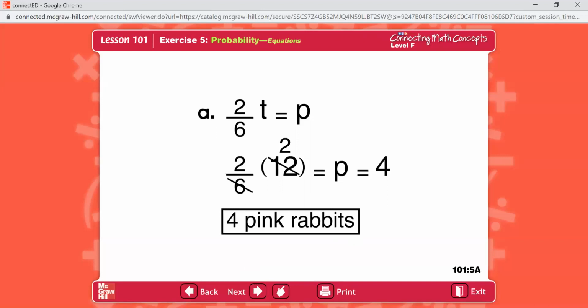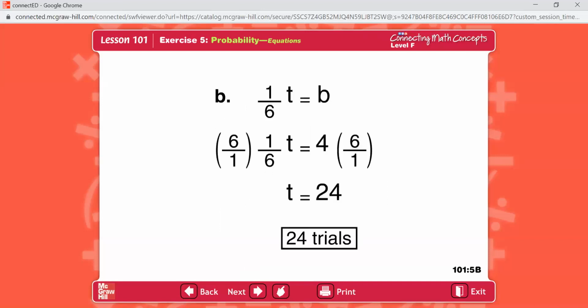Problem B, about how many trials would you expect to take to pull 4 blue rabbits from the hat? Pause the video now to work the problem. The answer you should get is 24 trials. Here is what you should have.